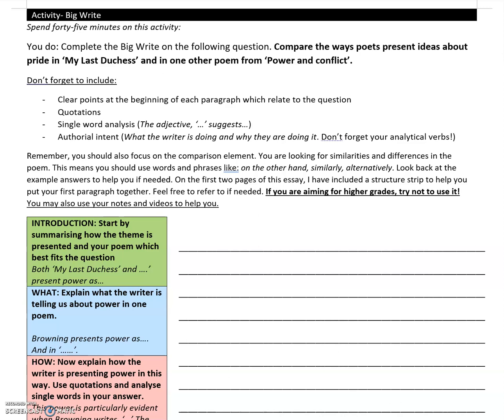By now, you should be able to think for yourselves which poem you think is best to compare with this theme. Now, the purpose of the big write is to learn how to express yourself and your ideas in a clear manner and to use evidence to support your ideas. That's why we're doing this every single week. What I would recommend you to do is to go back to the video where I did the planning steps. Go through that first. And then do look at where it says don't forget to include. So you need to include the what, how, why structure, but this is broken down a little bit more to help you. You should be using your notes and your videos to help you.